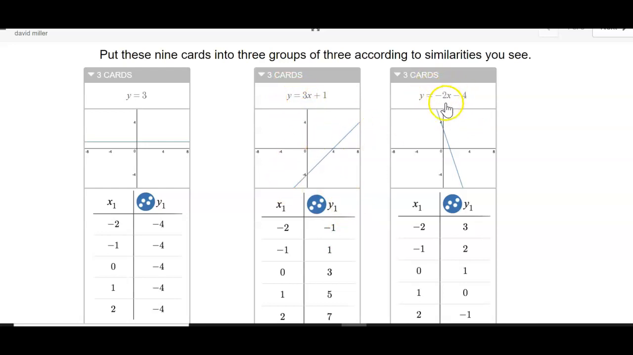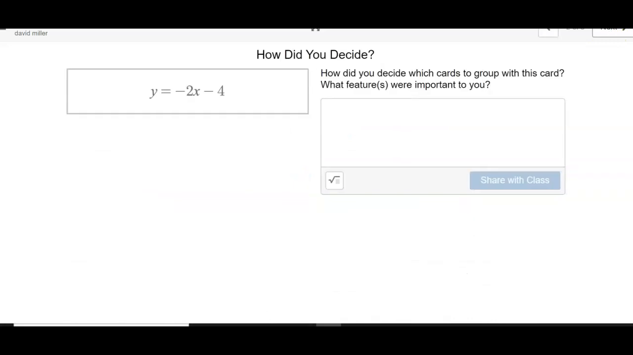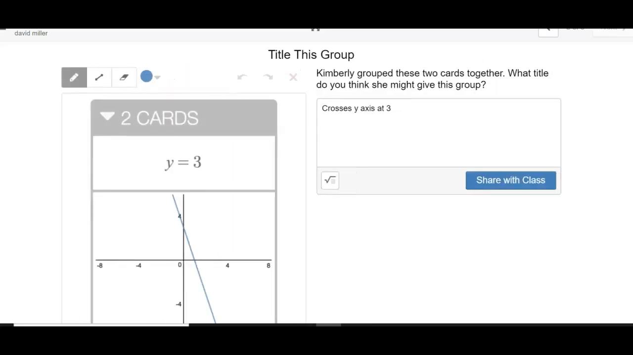And then this has a negative slope. This graph is going down left to right, and these y values are decreasing. So that's how I ended up grouping those together. Like this one, I used basically the slope to decide how to group those.